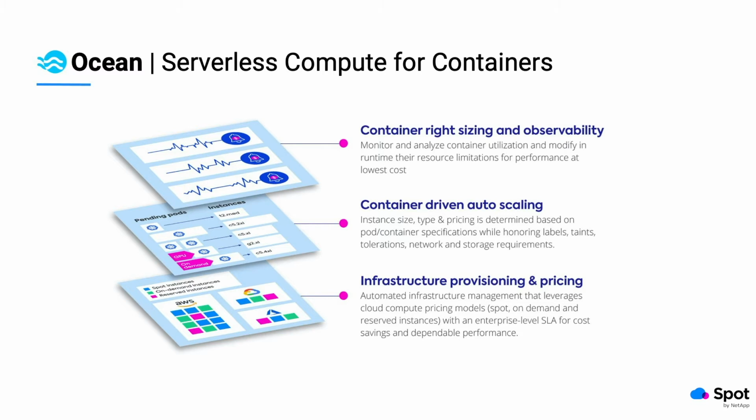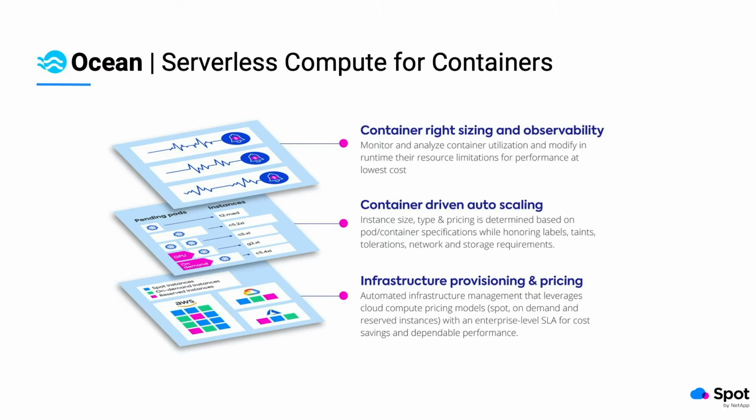Once Ocean figures out the right pricing model based on what's available in your account, it takes a container-driven approach to determine the instance type, shape, and size based on the application's specific requirements. Ocean considers container CPU and memory requests, as well as any labels, taints, tolerations, affinities, and anti-affinities, persistent volumes, and any other configurations you might have, in order to understand the cluster and provision it in the most efficient way.